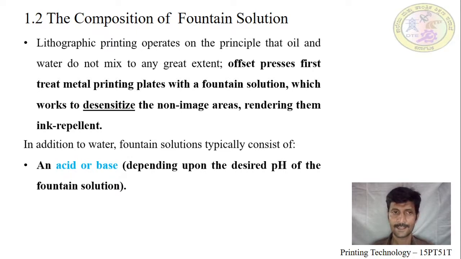If the pH is less than 7, it is called acid. If it is more than 7 on the pH scale, it is called base. Normally, in the printing industry, it should be maintained between 5 and 7 on the scale.